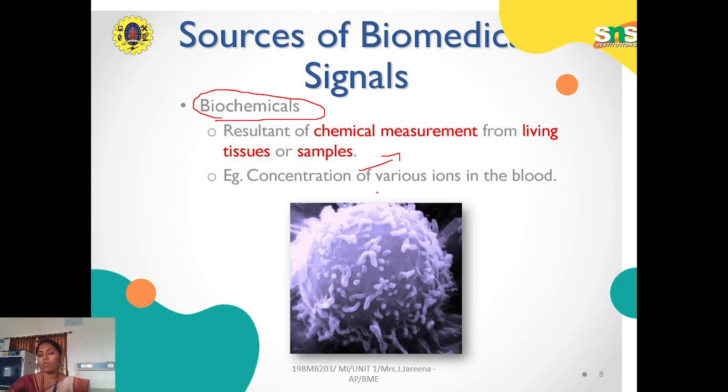This type of biochemical signal is highly recommended when we want to do any blood test or urine test and so on. Based on that we come to know the glucose rate, the creatinine rate, and what else we can measure. Even the lipid profile we can measure, and so on, right?